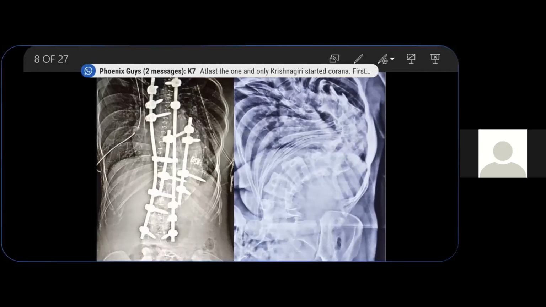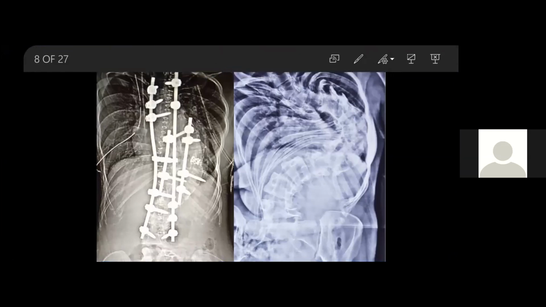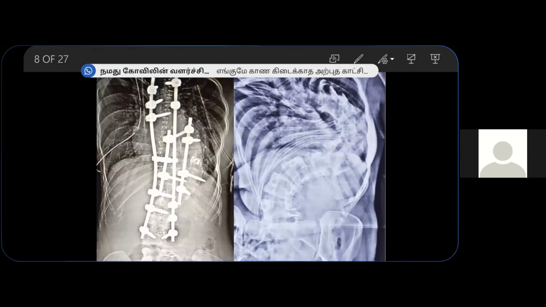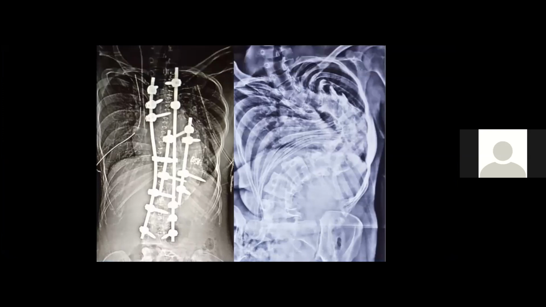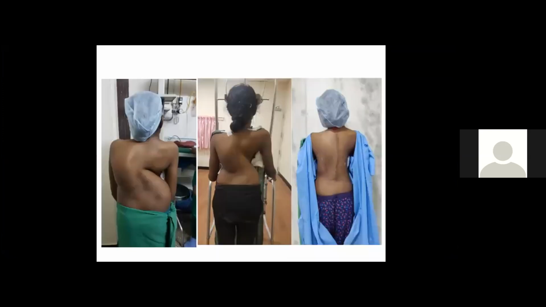So you stopped at L4, Vishnu? Yeah, Prince. I thought it was balanced. Yes, it's good to at least leave two discs and see how it behaves. I would have done the same thing, stopping at L4. So this was the clinical picture. Now almost 2 years follow up. The patient is doing well. So I will go on to the next case.